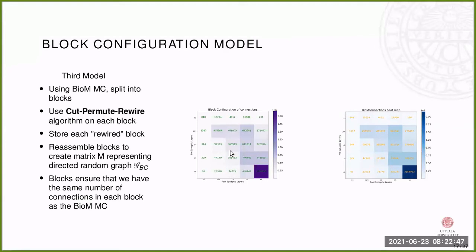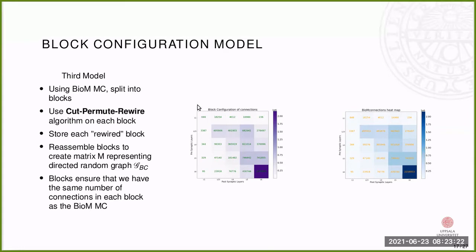Okay, so our third model is the block configuration model. This one again takes in the BioM microconnectome, but this time we split the connectome into these blocks, where we just look at individual layer-to-layer connections. So in this case here, we just look at purely the presynaptic neurons in layer 1 to the postsynaptic neurons in layer 1.